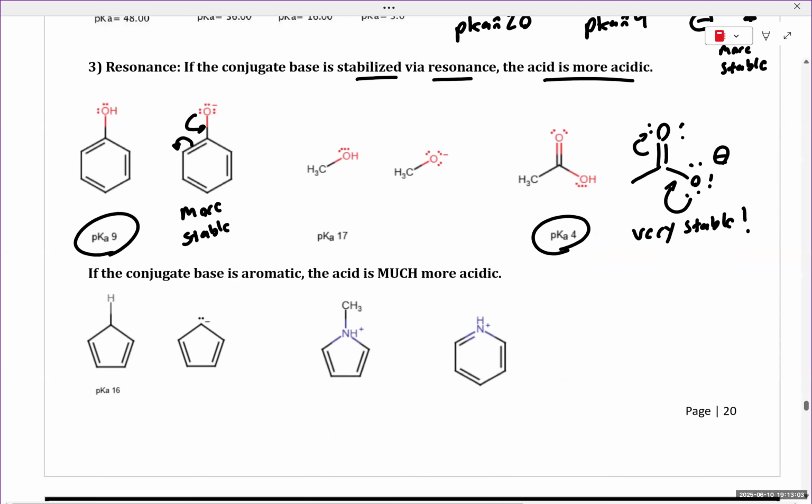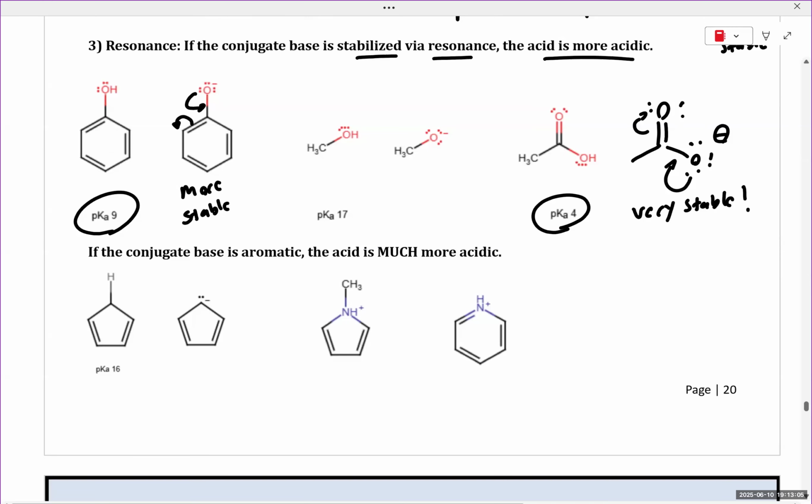There's one other factor that I'd like to draw your attention to, which is if the conjugate base is aromatic, following the 4n plus 2 pi electron rule, the acid is much more acidic than usual. An example of this is cyclopentadiene, where this proton has a monstrously acidic pKa of 16, which is unusual for a carbon-hydrogen bond. Why is this?